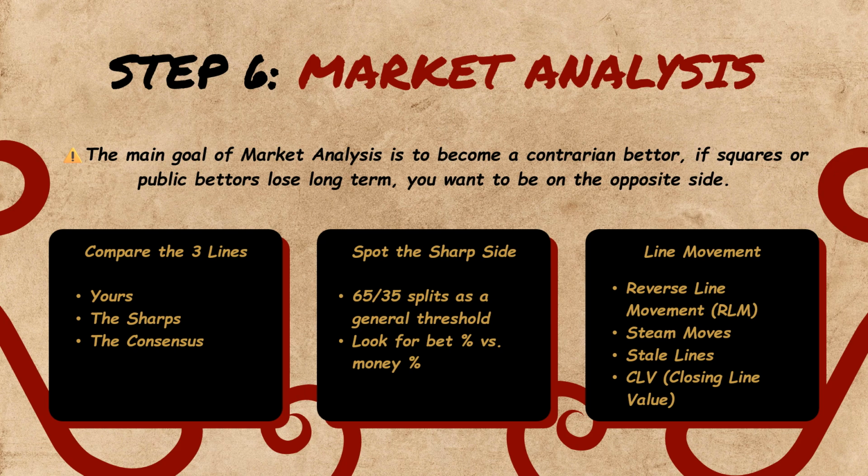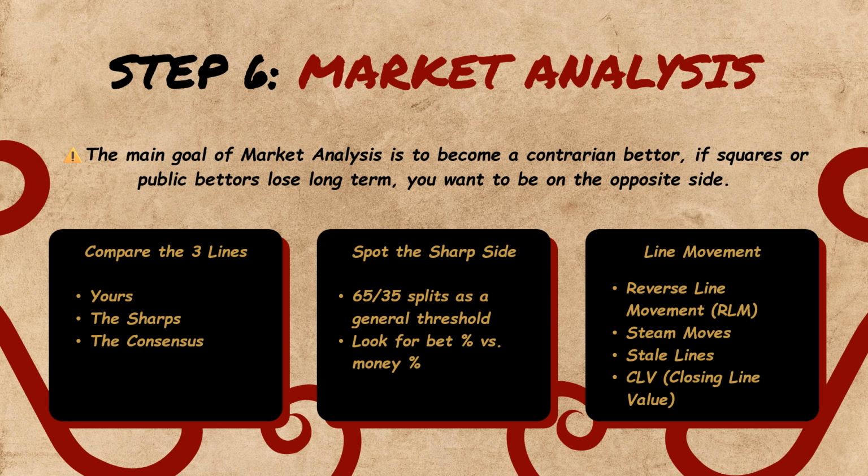For the last column, you're going to want to monitor line movement. And here's what you want to watch. You want to look for reverse line movement. This is when the public is hammering one side, but the line moves the other way. That's sharp money pushing against the crowd.